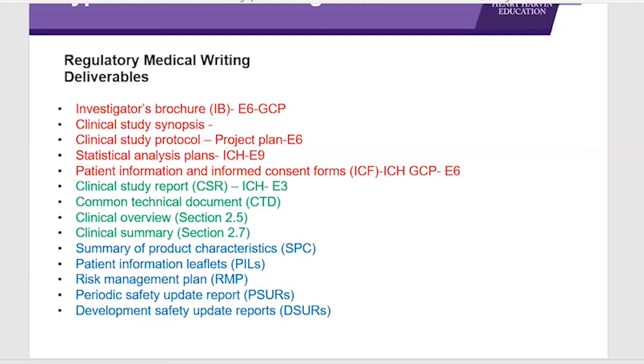For example, for my drug, if I am doing one phase 1 trial and two phase 2 trials, in total I will have three clinical study protocols: one for phase 1 and two for the phase 2 trials. So these documents are required for each and every trial. Does that clarify? Yeah. But the investigator brochure is common for all phases.